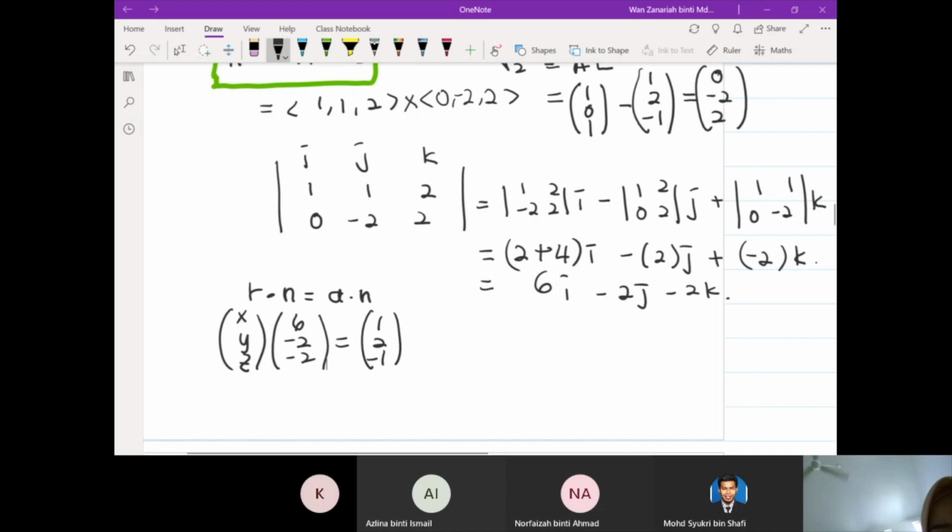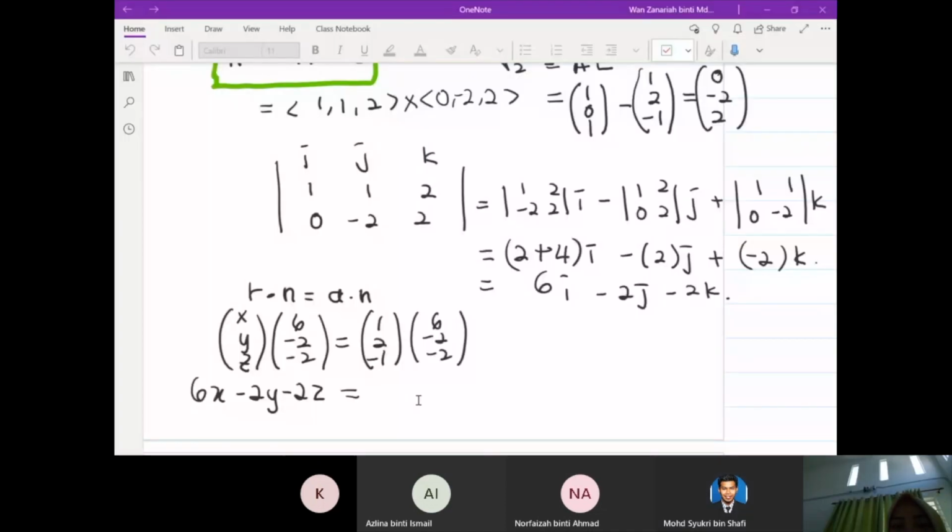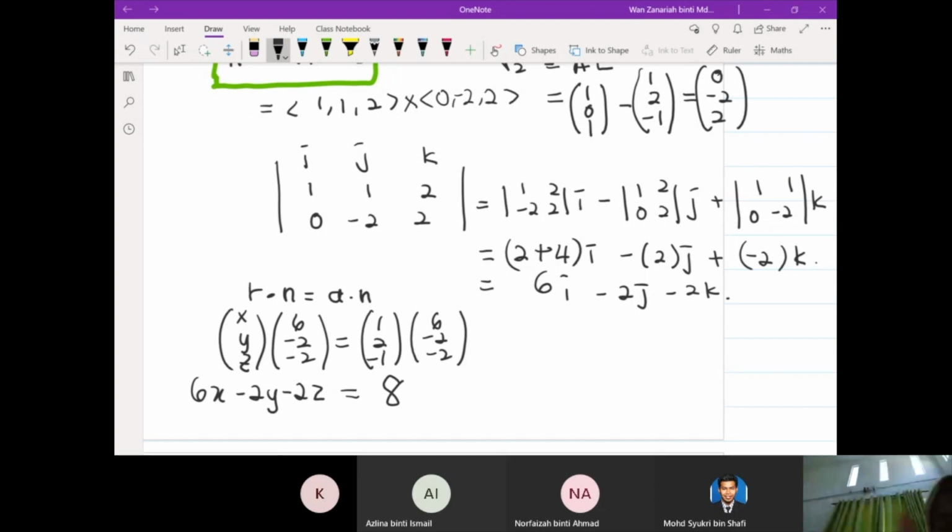Okay, after we calculate, we will get 6x minus 2y minus 2z. Okay, and then 6 minus 4 plus 2. Okay, 8. Okay, so this one is also equal. Ni kalau kita modify the equation, bahagikan dengan 2 semua ni samalah juga dengan 3x minus y minus z equals to 4. Okay, so that is our equation of the plane. Okay, so done part A, 6 mark for that.